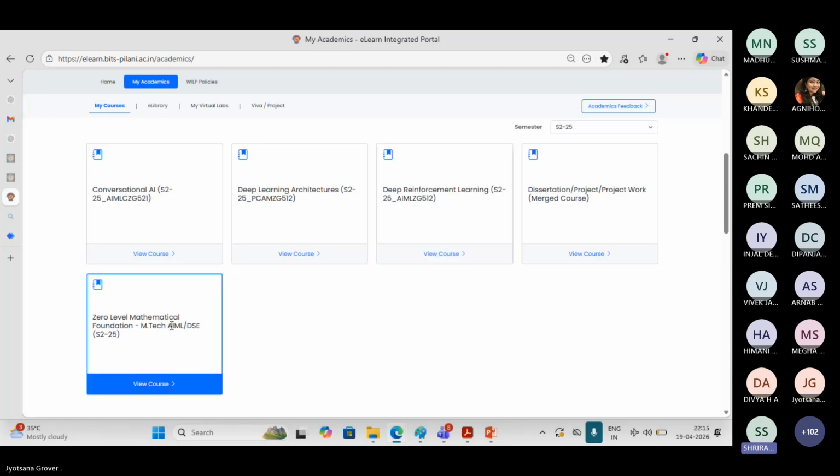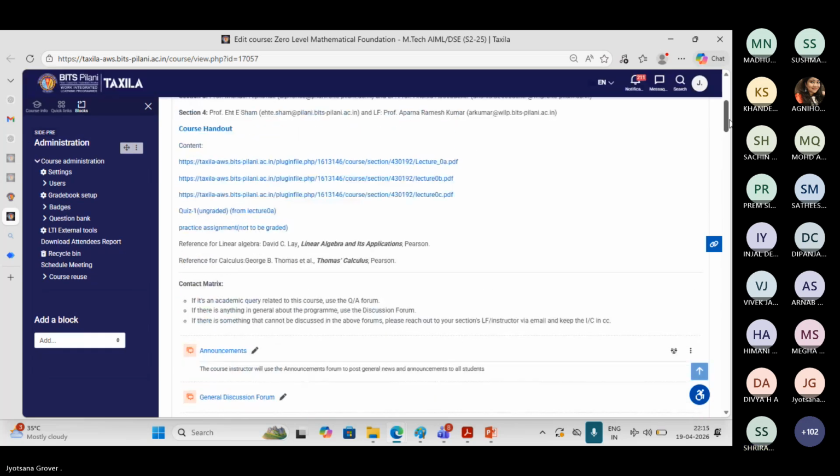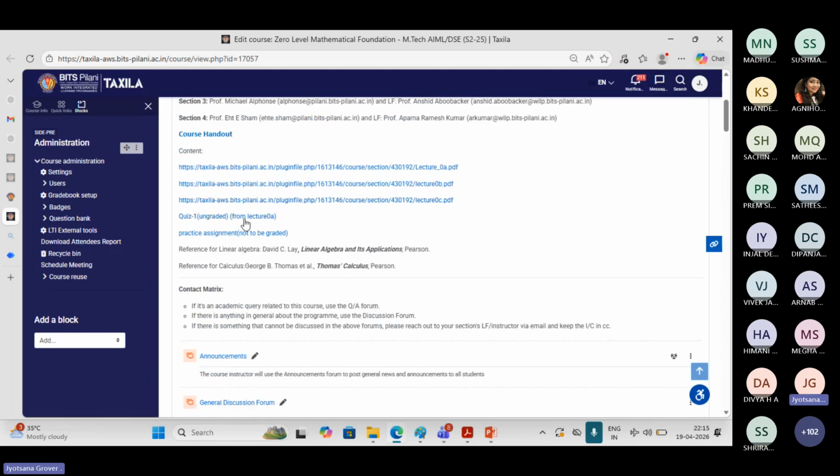Can we do the assignments now, or only after all the classes are over? No, this is quiz 1 from lecture 0. I have covered lecture 0A fully, so you can solve quiz 1. It is ungraded. Solve it at your own pace. We do not need to upload this one, right? No, it's for our internal purpose. Internal means practice, your own practice.